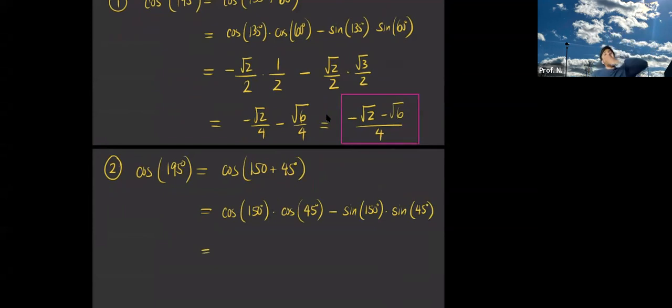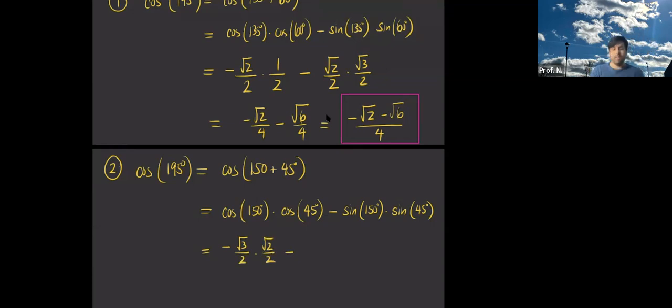Same thing, right? What quadrant is 150 in? 150 is in quadrant 2. Cosine is negative in quadrant 2. Reference angle of 150 is 30. So cosine of 30 will be negative rad 3 over 2. Cosine of 45 degrees is rad 2 over 2.